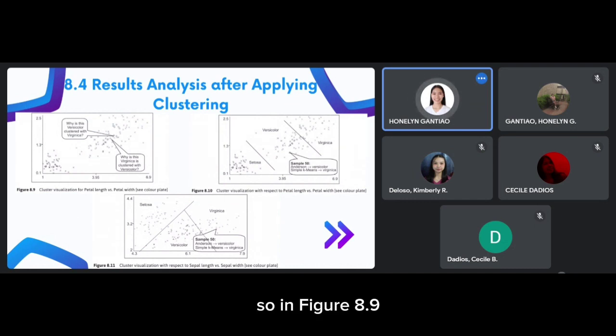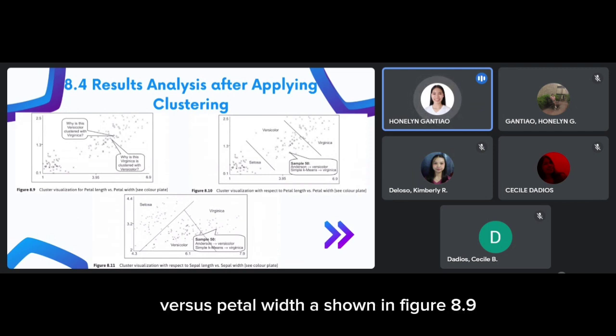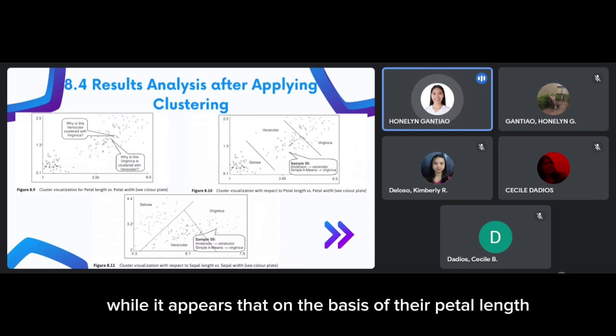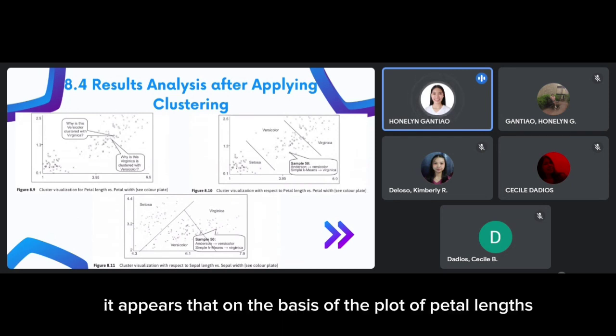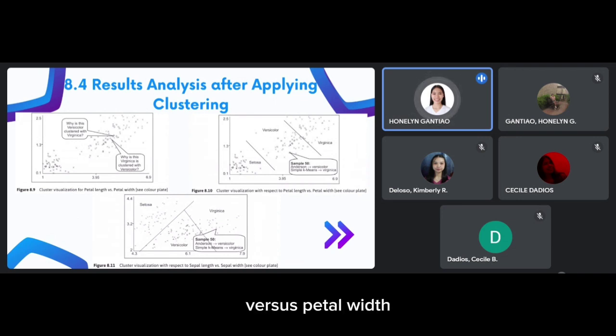So in figure 8.9, let us consider the plot of petal length versus petal width. Through visual examination, it can be analyzed that some of the Versicolor instances have been identified in the Virginica cluster, while it appears that on the basis of their petal length versus petal width, they should be identified differently. Similarly, there are some Virginica instances identified as Versicolor, while it appears that on the basis of the plot of petal length versus petal width, they should be identified differently.